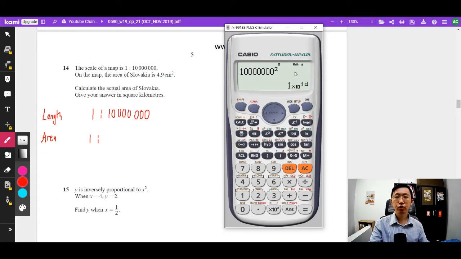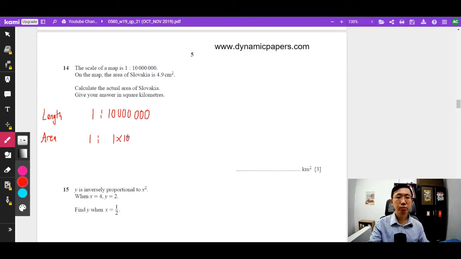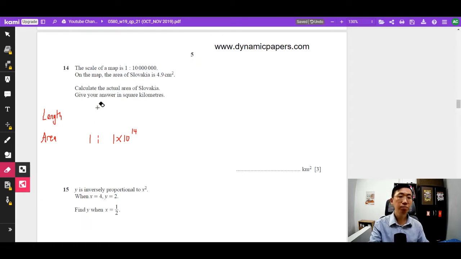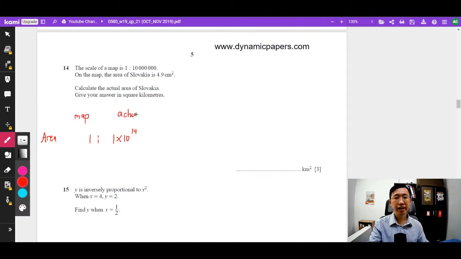Okay, so you get a standard form in your calculator. Don't worry, don't panic, copy. So 1 times 10 to the power of 14. So now you have a new ratio involving area. You can now start doing this. Okay, so from here, you can actually erase the top part. It's not useful anymore. Okay, follow teacher's technique. The map is always on the left hand side. The actual is always on the right hand side. So first step, you lay out like this.